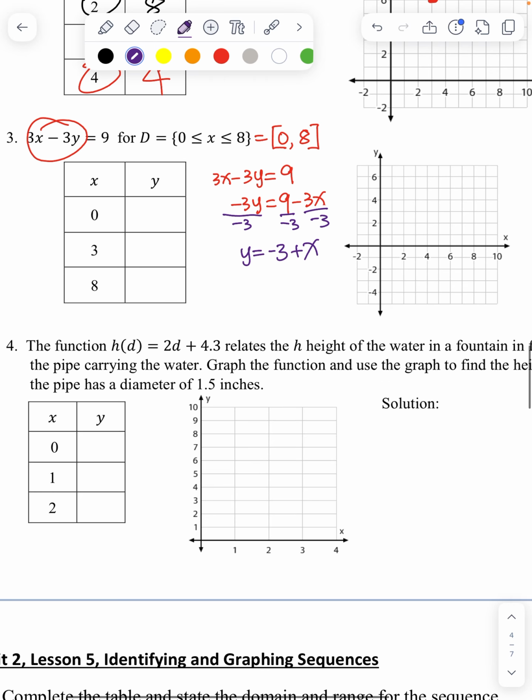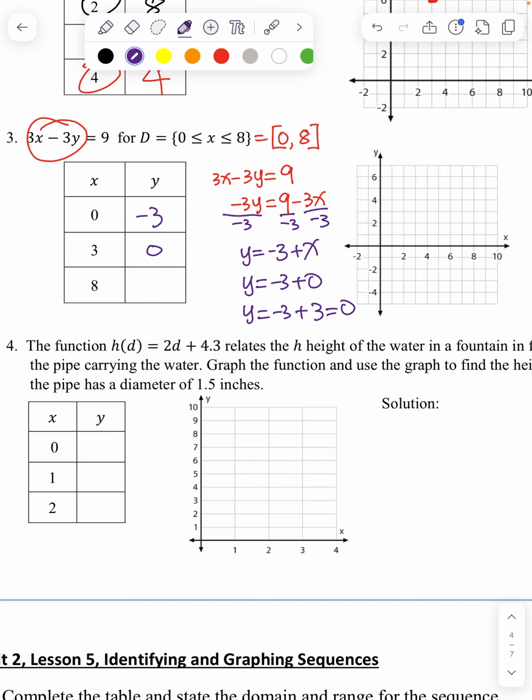Now, we need to figure out the y value according to the table, right? When x equal to 0, that means negative 3 plus 0, still negative 3, right? Next one, when x equal to 3, so y equal to negative 3 plus 3, that's 0. So this equal to 0.